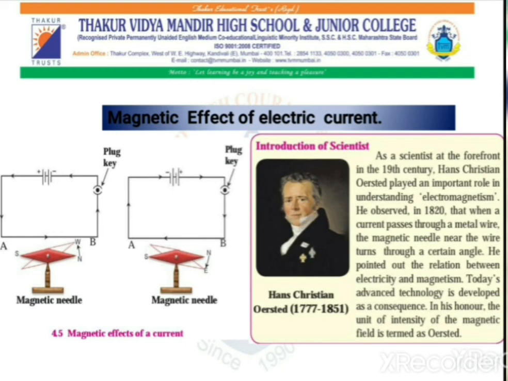That is called the relation between electricity and magnetism. Today, advanced technology has developed as a consequence. In his honor, the unit of intensity of magnetic field is termed Ørsted, after remembering the scientist Hans Ørsted. So that is about the magnetic effect of electric current.